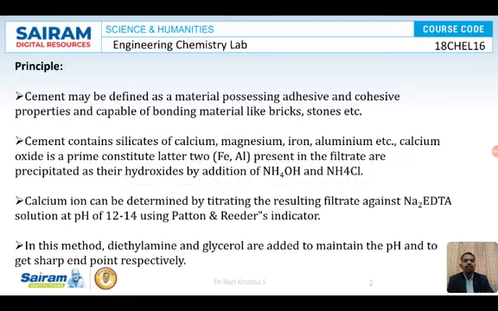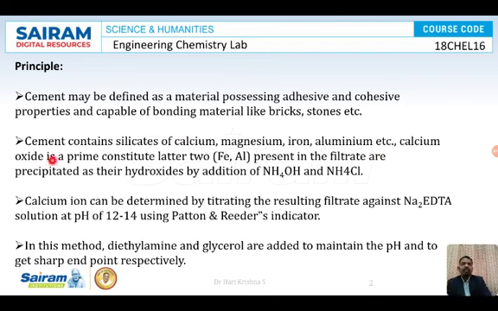So what is cement? As I told you earlier, cement is a material which binds bricks and stones. It binds bricks to build a wall, and binds silica, iron, and stones to form the roof, that is, slab or flooring. So it's a binding material with good adhesive and cohesive properties. Cement contains silicates of calcium, magnesium, iron, aluminium, etc.